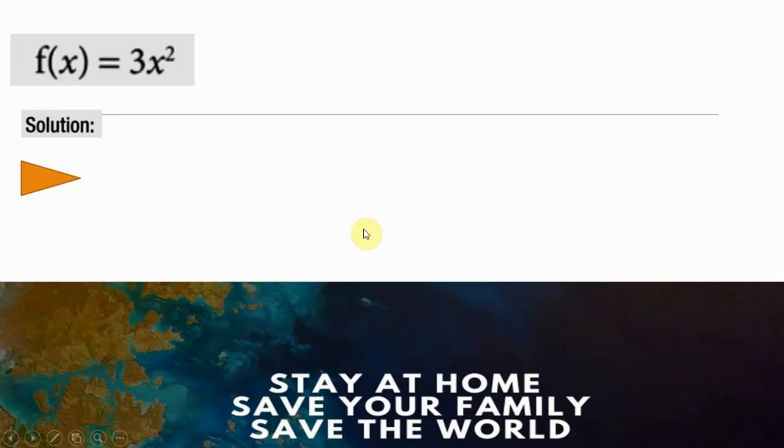Okay. One more example. F of x is equal to 3 times x to the power of 2. Here 3 is a constant number, so we take the derivative of only x, and the answer is equal to 6x. Okay, I will not show this solution. Do this example yourself. We're going to the next example, a more complex one.